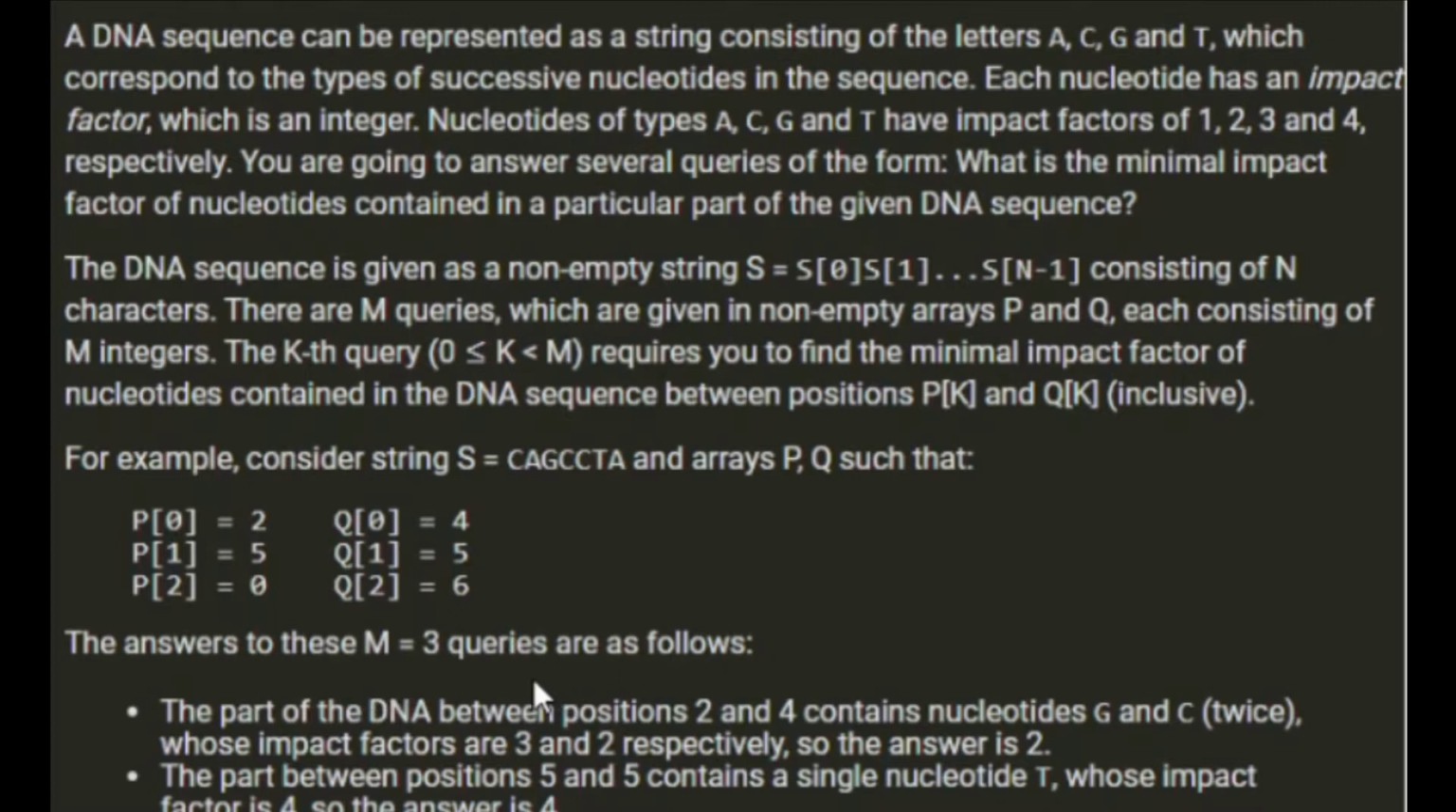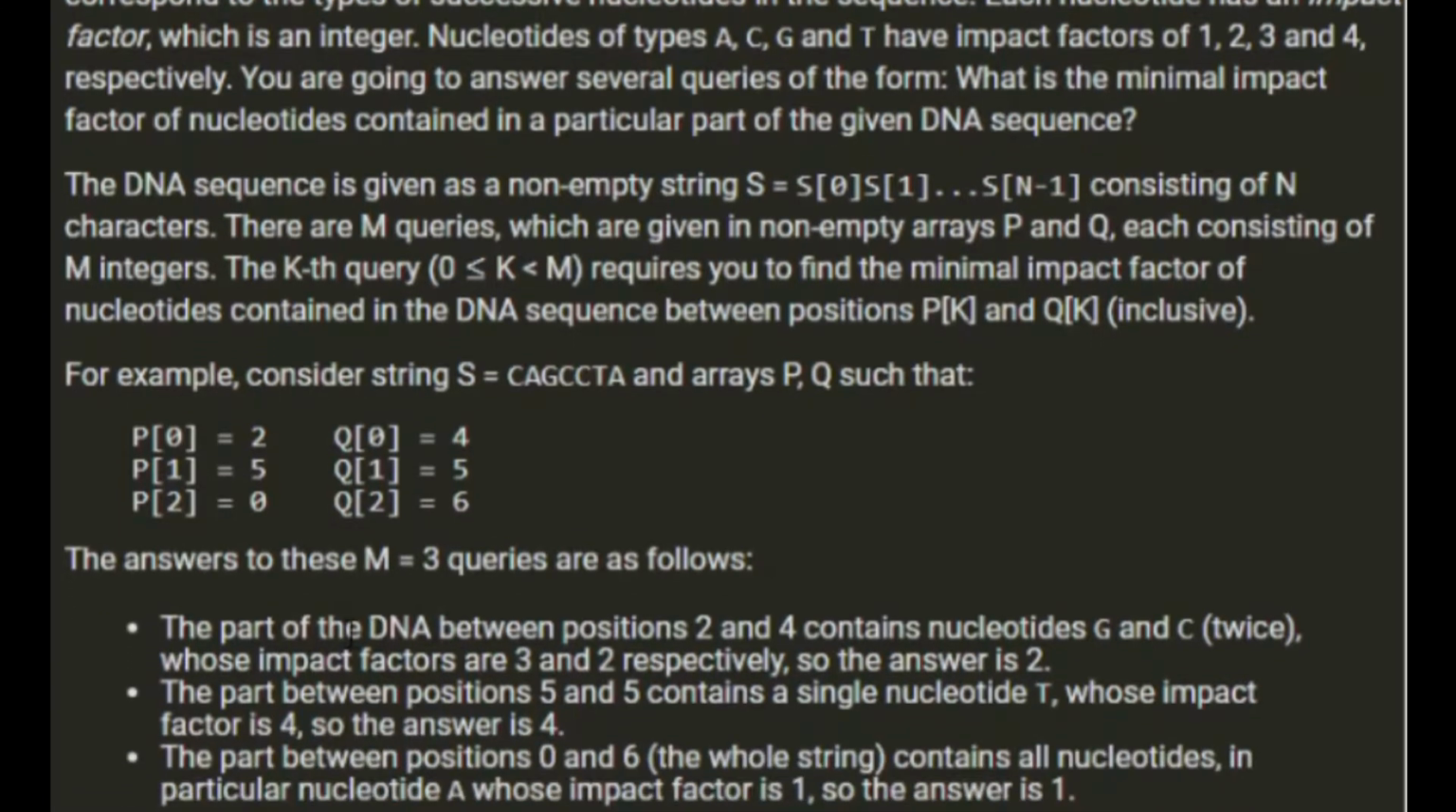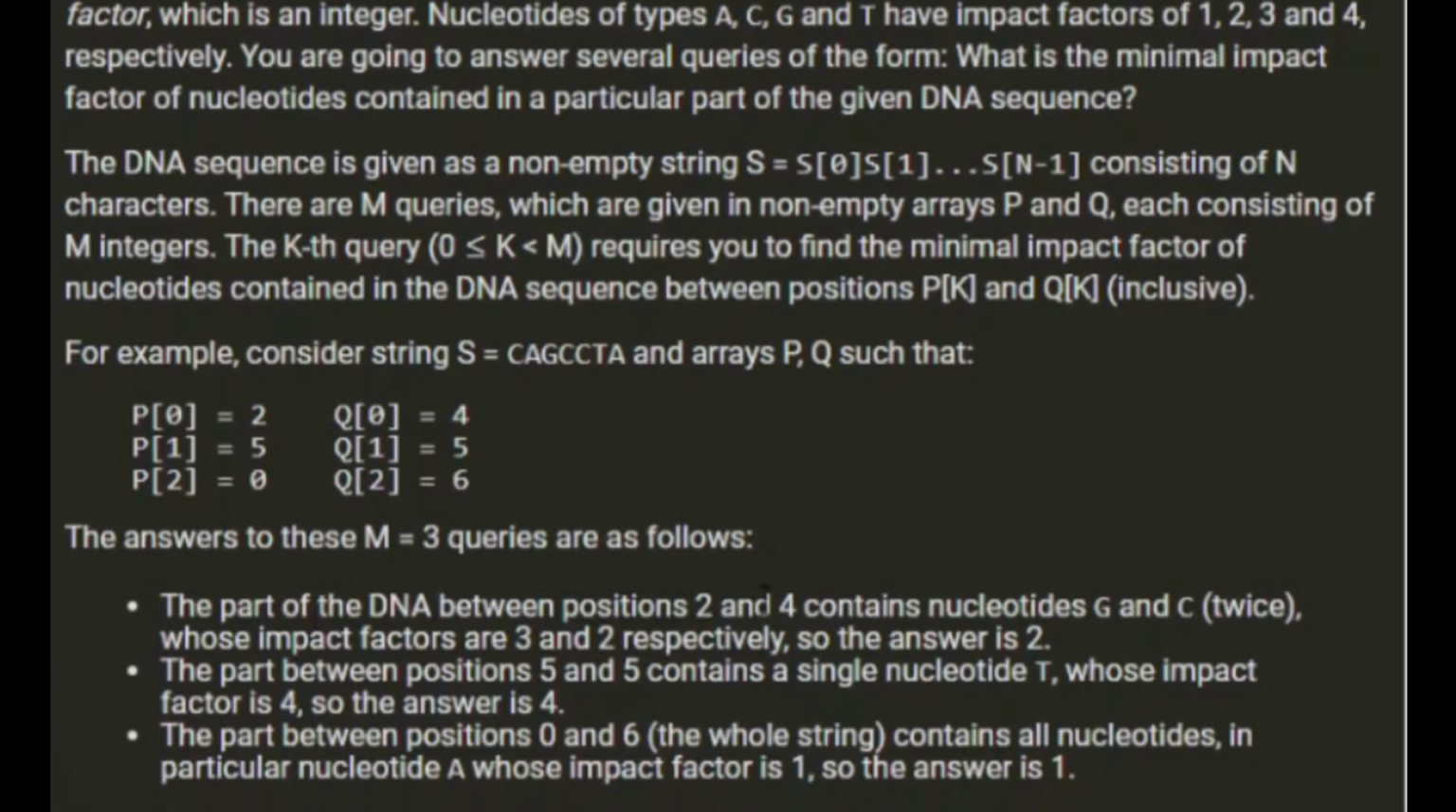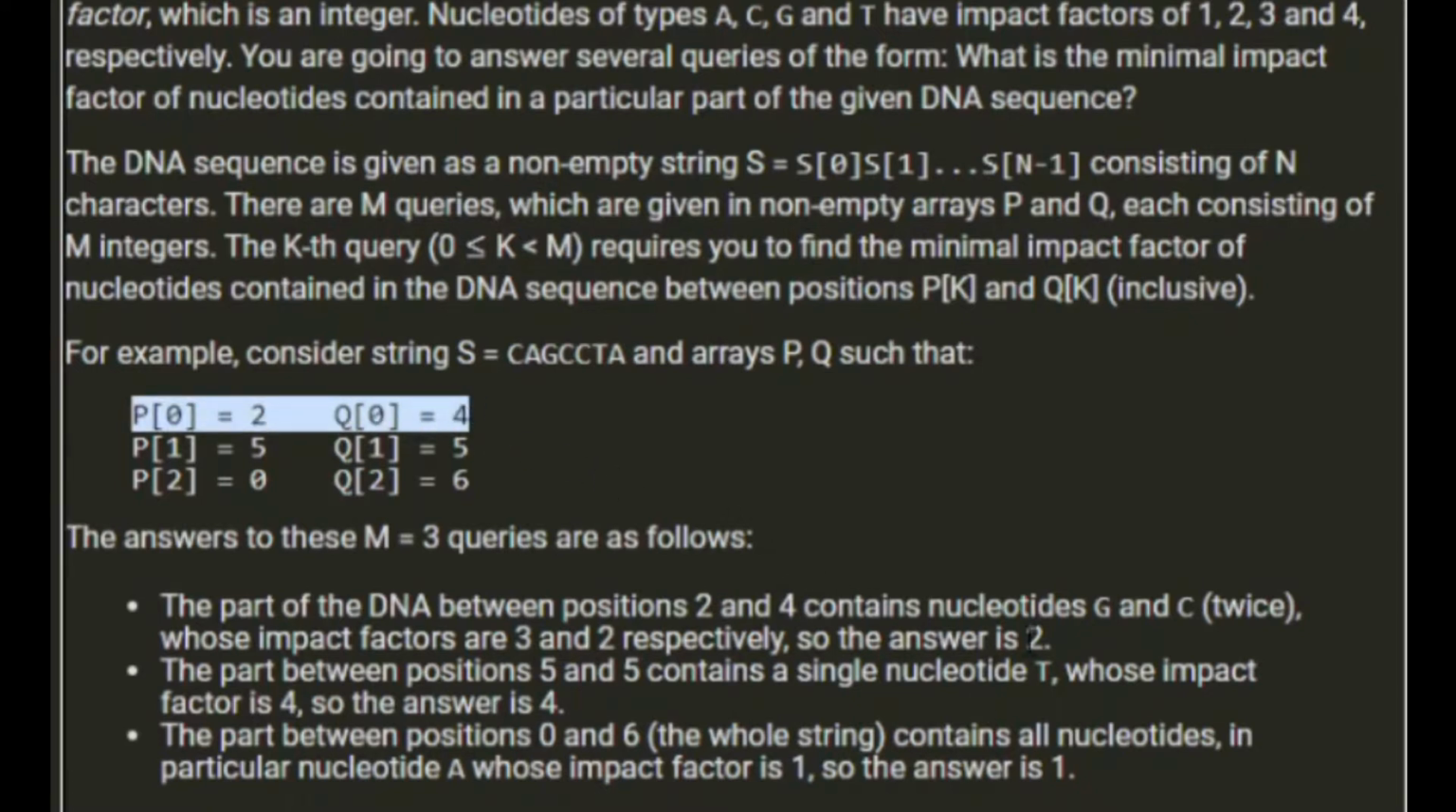queries are as follows. The part of the DNA sequence between position 2 and 4, which is P0 and Q0, contains nucleotides G and C twice. So 2 and 4. So this is position 2, 3, 4, whose impact factors are 3 and 2 respectively, because G is 3 and C is 2. So the answer is 2.